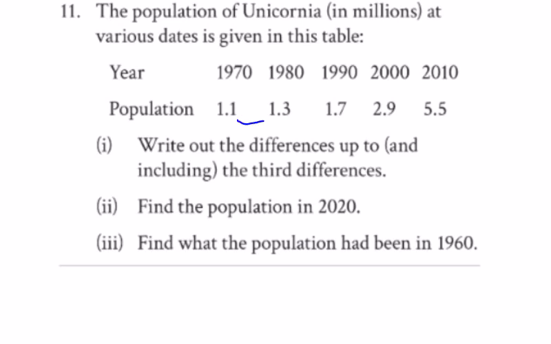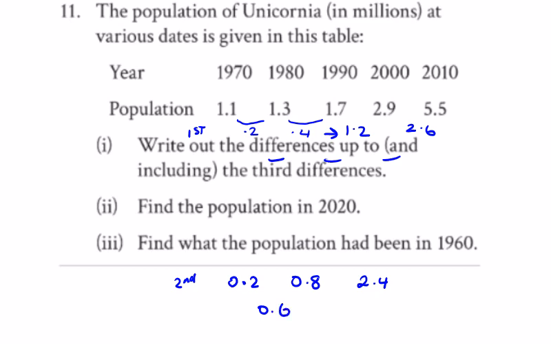It's jumping 0.2, 0.4, 0.2, 0.4, and it's jumping 1.2, and it's jumping 2.6. And they want the differences up to the third differences. Okay, so if we look at the next differences, from 0.2 to 0.4 is 0.2. Just label them, these are the first. Second, 0.2, 0.8 between here and here, and then 2.4. Then we have 0.6 and 1.6, it looks like.